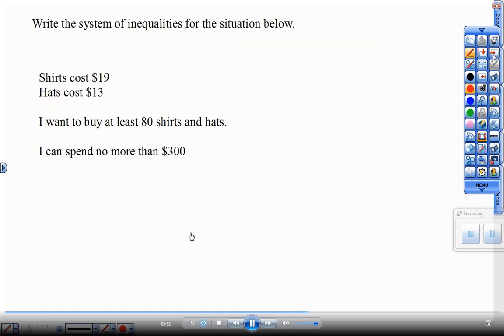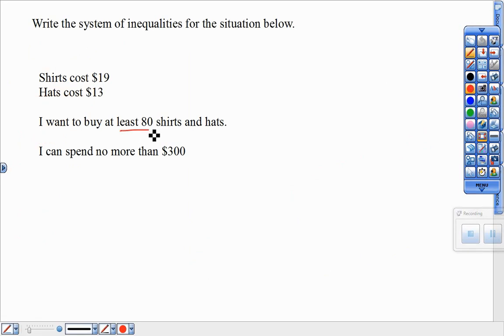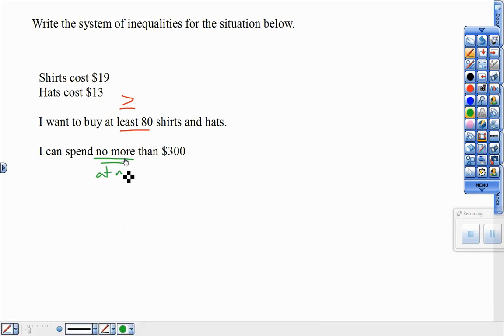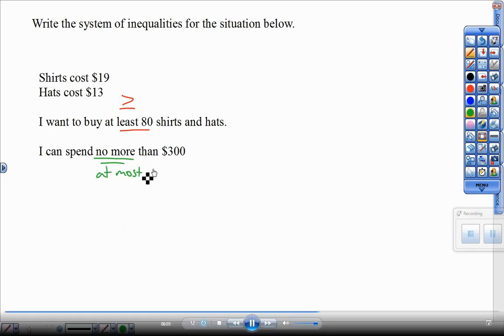Okay, this word problem: be able to write a system of inequality word problem, knowing that whenever you see the words at least, that's more than or equal to. When you see no more than, that's at most, less than or equal to. You've got to know that just by the wording.